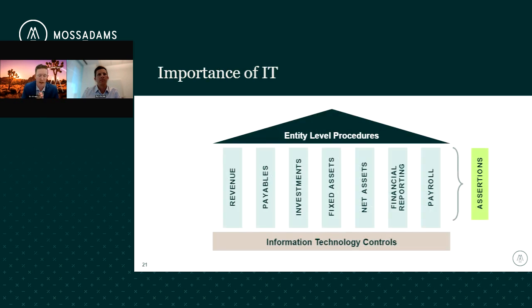All right, and just a general understanding of the importance of IT. When you're looking at a financial system and financial cycle, a really good base is your IT controls, right? That's your foundation for your financial cycle. On top of that sits all your accounts, all your accounting system, and then of course your entity-level procedures are on top, and those are things like tone at the top, or monitoring of your controls, or monitoring of your IT system.